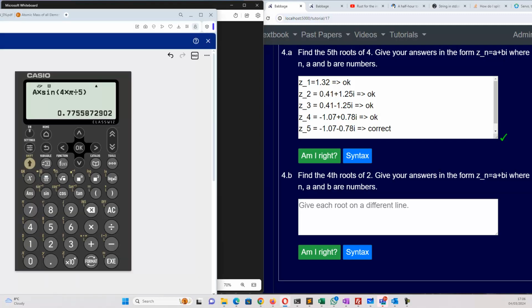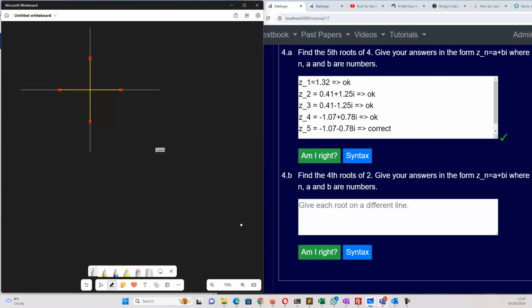So first of all, let's calculate the real root, which is the 4th root of 2. So let's clear that calculation, and we want to do 2 to the power, and for a 4th that's a quarter, so that's 0.25, and that is equal to 1.19. So this value here is 1.19. This value here is obviously going to be minus 1.19. This value here is going to be 1.19i, and this value here is going to be minus 1.19i, which means that we can now just put all our answers into Babbage.